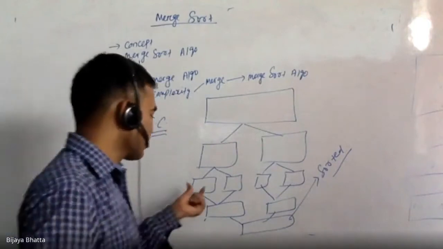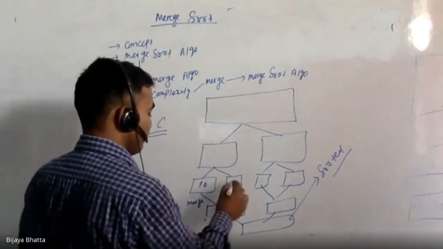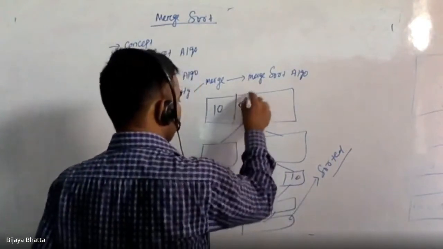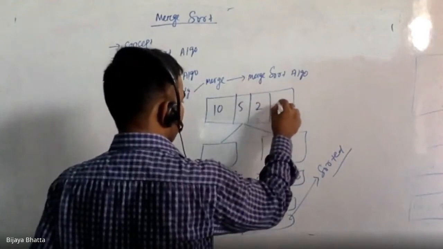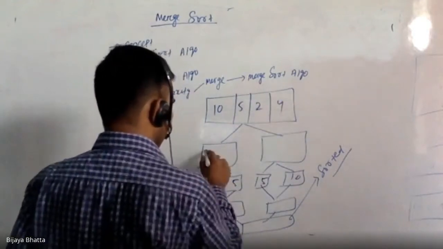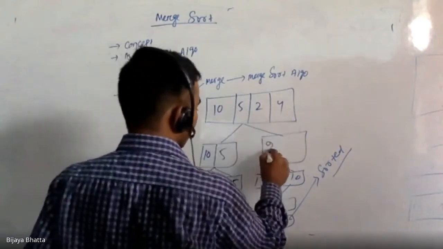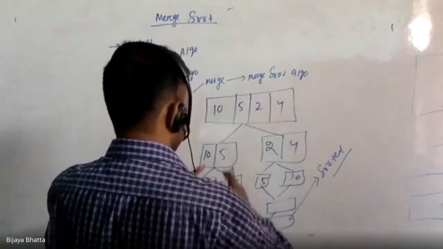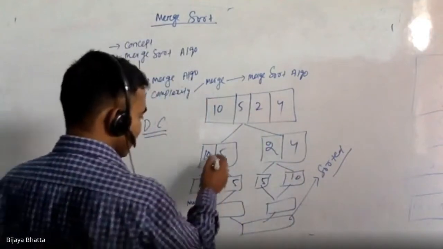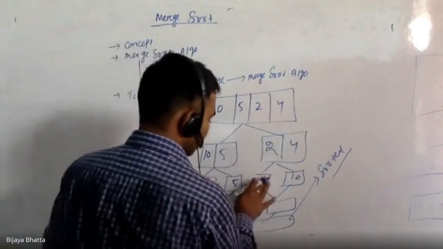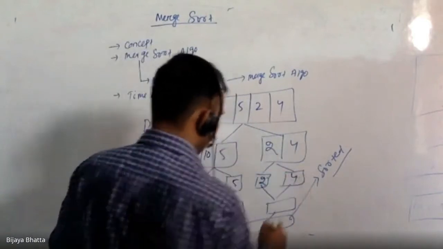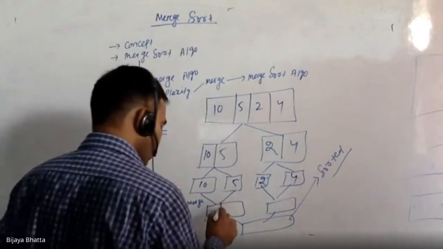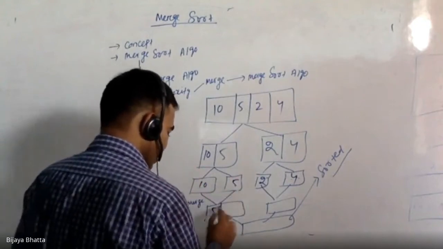At which stage? When we have only one element. Suppose we have 10, 5, 2, 4. You find the middle element, and you divide it into two parts: one is 10 5, and the other is 2 4. Now you cannot divide these further, so you start merging. While merging, you merge in sorted form. This is going to be 5 10.